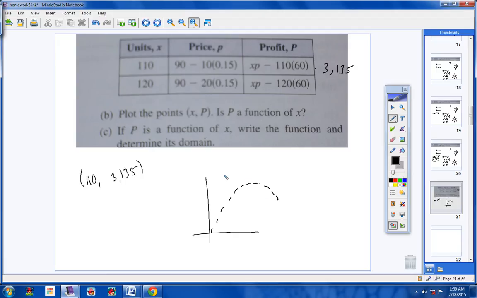Well, does this graph represent a function? Well, guys, you tell me. Think of the vertical line test. The vertical line test totally passes. There's nowhere you can draw a vertical line that will pass through the graph in more than one place. It just can't be done, okay? So, is P a function of X? Yes, it is, definitely.